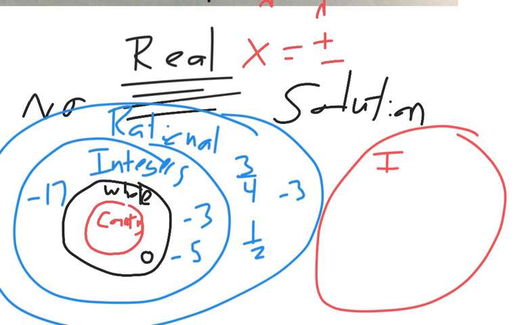Wait, why would -3 be in that? Negative 3/4. Okay.